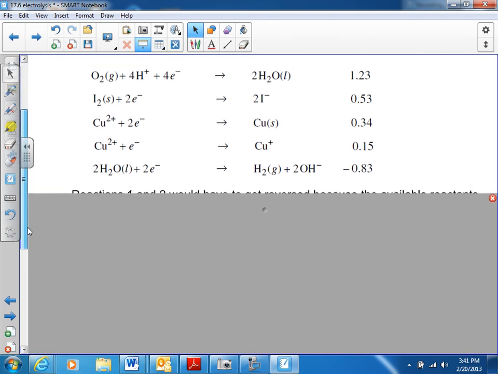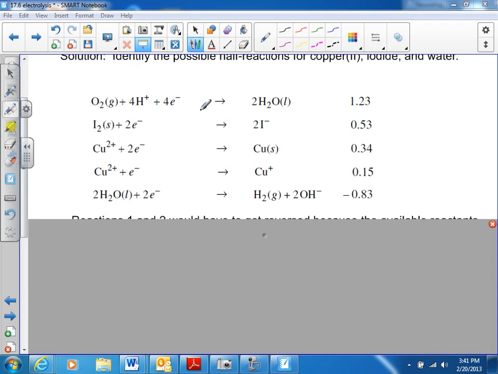Okay, of these reactions, there's water, there's iodide, there's copper 2, and there's water. So these reactions could occur in the forward direction. These 2 would have to occur in the reverse direction because I only have these available. I do not have any of these. So between those first 2 reactions, when I reverse them, the iodide reaction gives me a less negative, more positive. So this will be my oxidation reaction occurring in the anode.